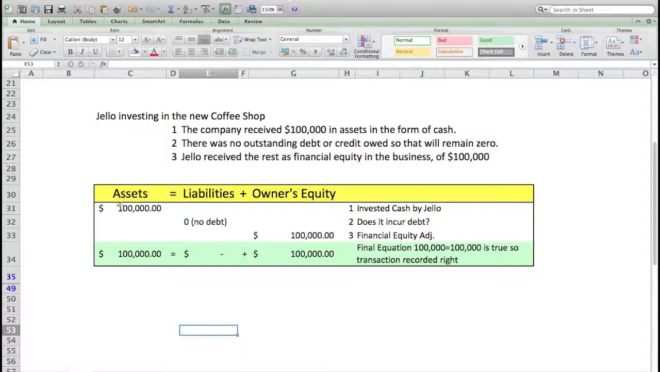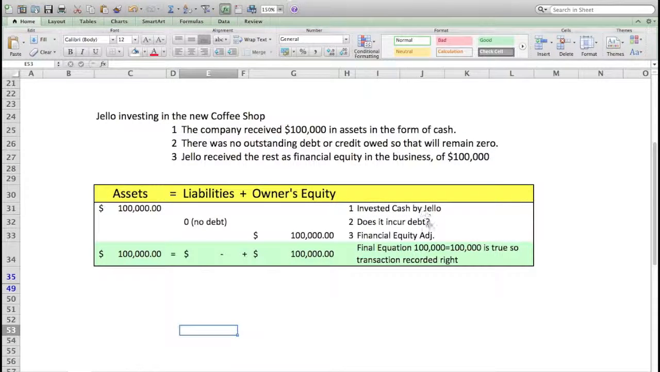We're going to identify $100,000 invested by Jello, so we'll put it in the assets section. Identify who owns the property. Well, does it incur debt? No debt. It's not owned by anywhere else. Then we must, of course, make the value $100,000 in the owner's equity. So $100,000 asset equals $100,000 worth of owner's equity since there are no liabilities.